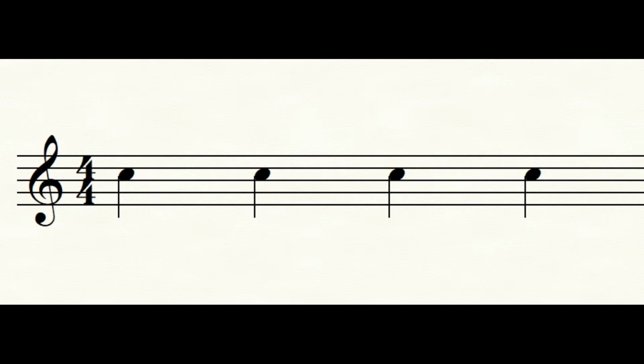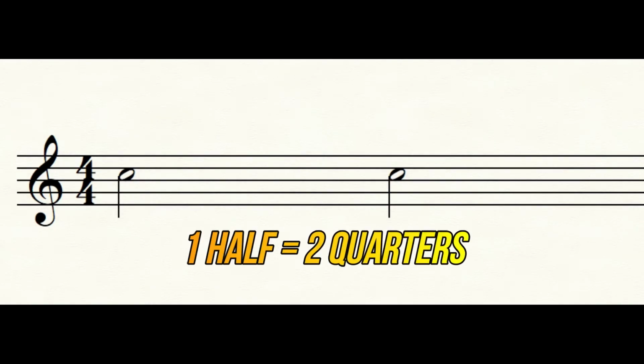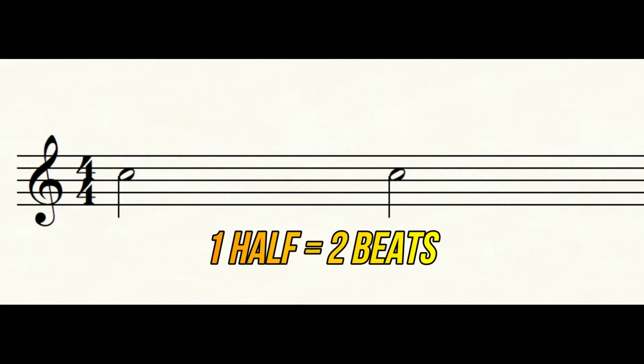Want to try again? Okay, one more time. 1, 2, 3, 4. Da, da, da, da. Better? You can always rewind the video to try as many times as you want. Let's do a different rhythm. Now, check this one. Remember, 1 half is 2 quarters, which means the duration of each half is 2 beats.